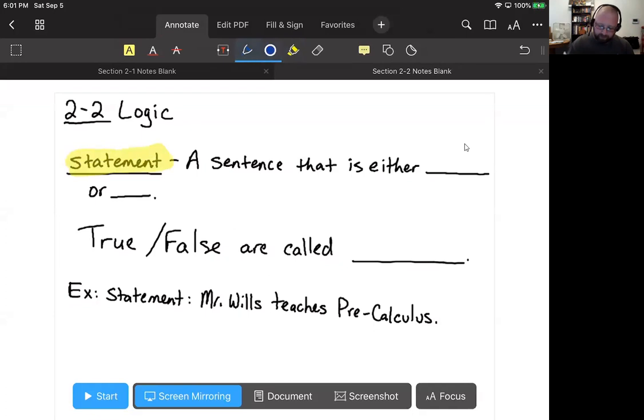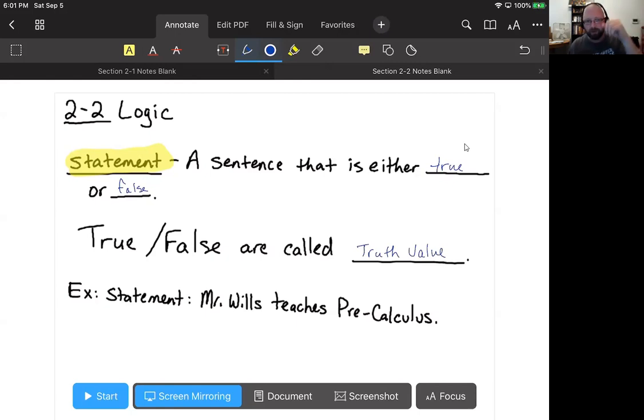A statement is very simply a mathematical sentence that is either true or false, which means it has to be one or the other. It cannot be both. It cannot be neither. It's either true or false, period. There's no gray area. The truth or falsity of that statement is known as its truth value. So we would say, oh, that statement is true. True is the truth value. Or we say, no, that statement is false.